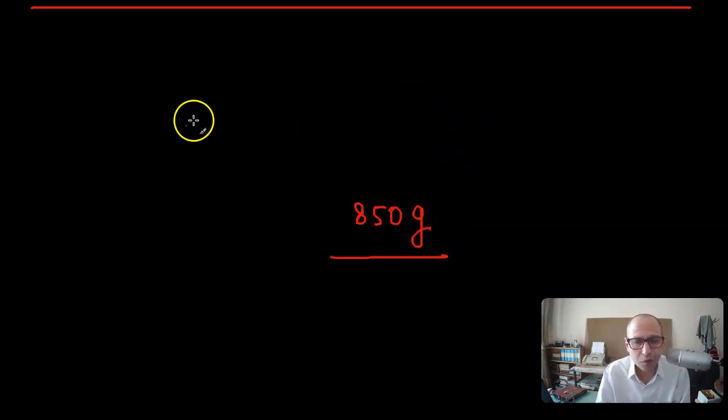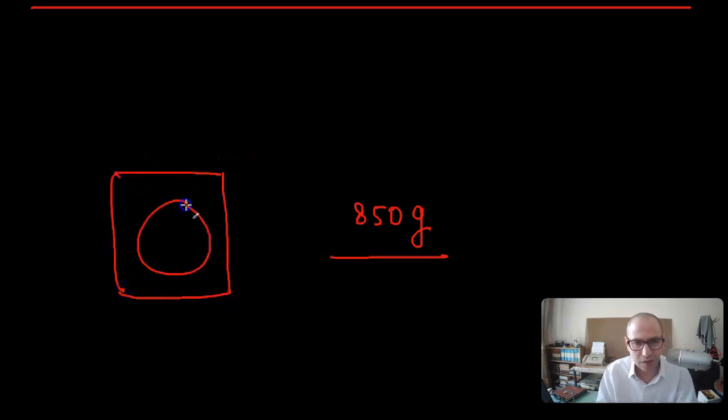850 grams, right? Now, you have one of those scales in your kitchen, and the scale has a dial, something like this. The dial goes like this, and you have 0, 1, 2, 3, 4, 5, 6, and 7. So this is essentially in kilograms, right? This is in kilograms. So this is a 1, and the unit is kilograms here.